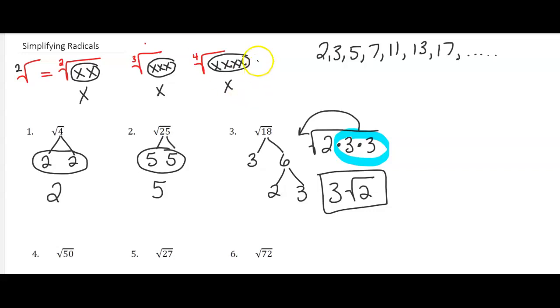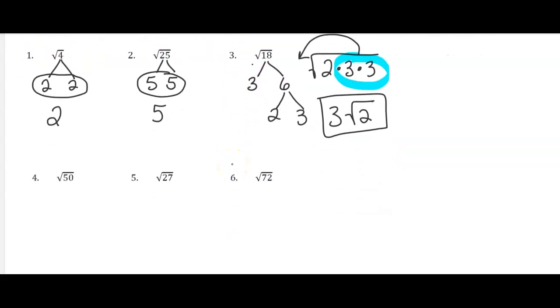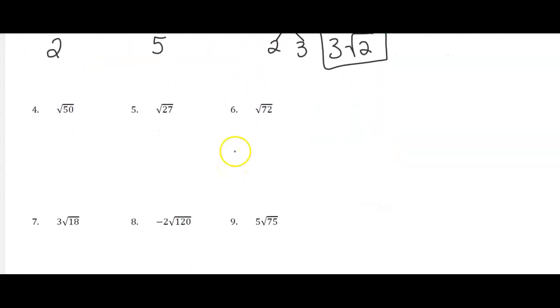All right, what I'd like you to do now is try 4, 5, and 6 by just doing your factor trees. And then from there, see if you can find pairs. And once you think you have it, you could press play.